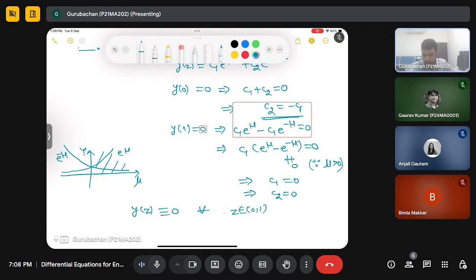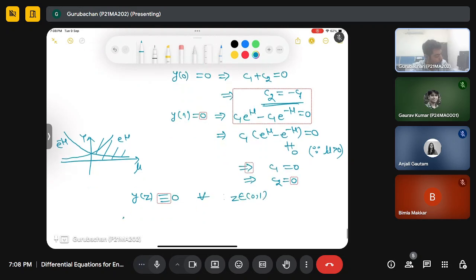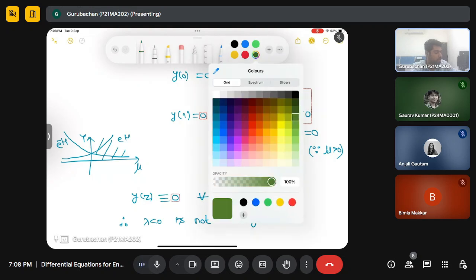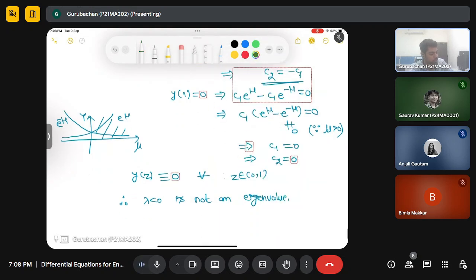Okay, so from here you will get, therefore, lambda less than 0 is not an eigenvalue. Now you have to rely on lambda greater than 0. You need to check the lambda greater than 0. So lambda greater than 0. Again, this will be k square plus mu square equal to 0.